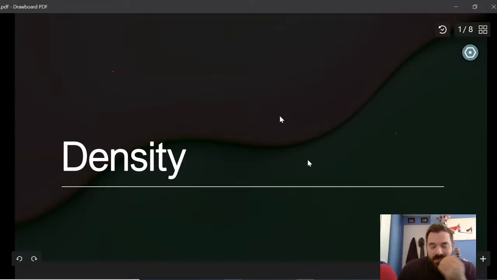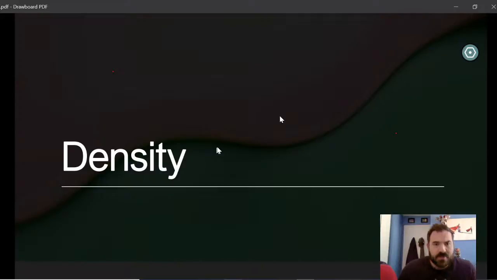Today we're going to talk about density. We're going to talk about density in terms of the concept and how it's relevant to us in chemistry, as well as calculating density when given the mass and volume of a certain amount of matter.